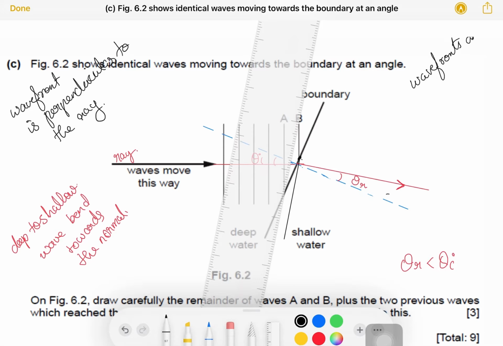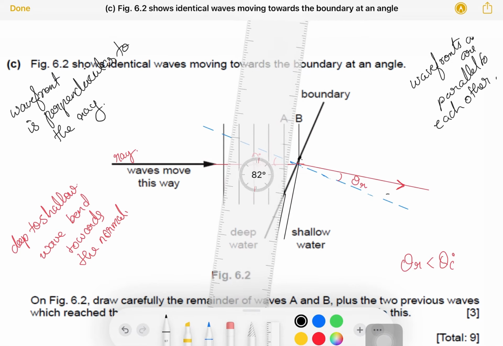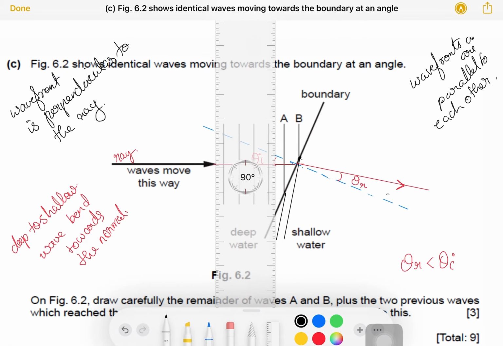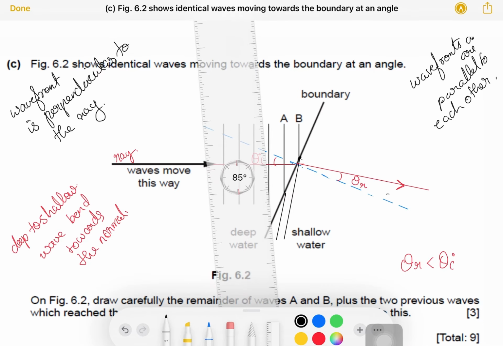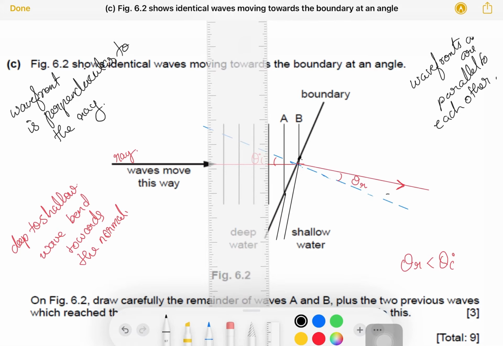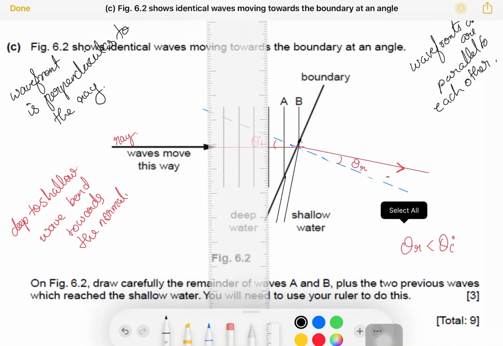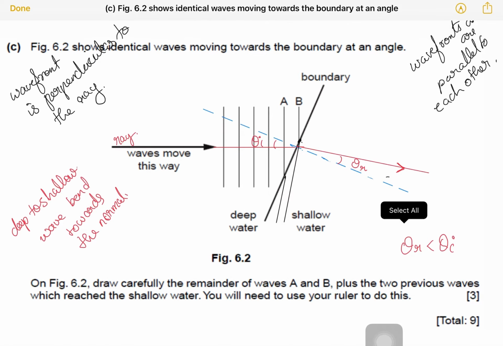Wavefronts are parallel to each other. So this is another point you have to keep in mind. When you draw the next line, it should be parallel to the first line. You can see that it is parallel. Now it should also start from point A. And then you are supposed to draw the two previous waves which reached the shallow water.